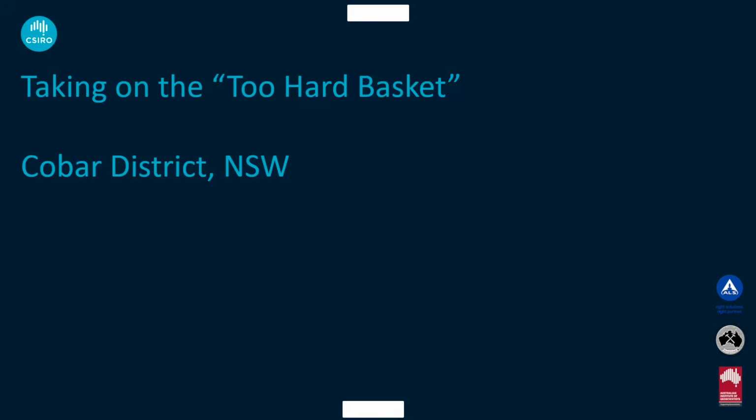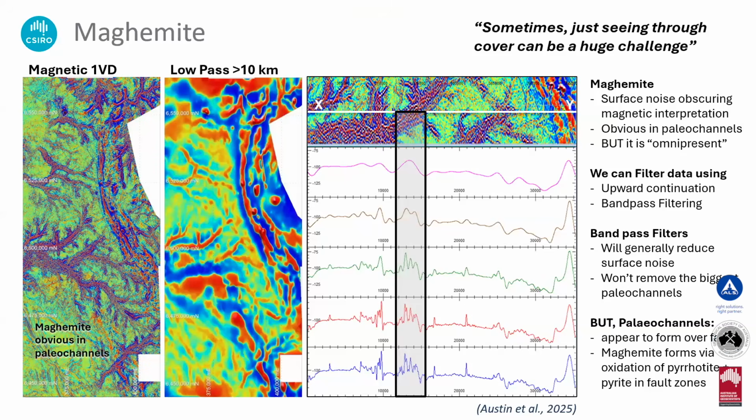All right. So Cobar, how many people have worked in Cobar? Oh, all right, good. What a dog's breakfast Cobar is for geophysics. You can see here, these are all paleochannels. So that's maghemite in paleochannels. And this stuff, even though you can see it really clearly here, is absolutely everywhere. There's just less of it here and here. You can upward continue this.